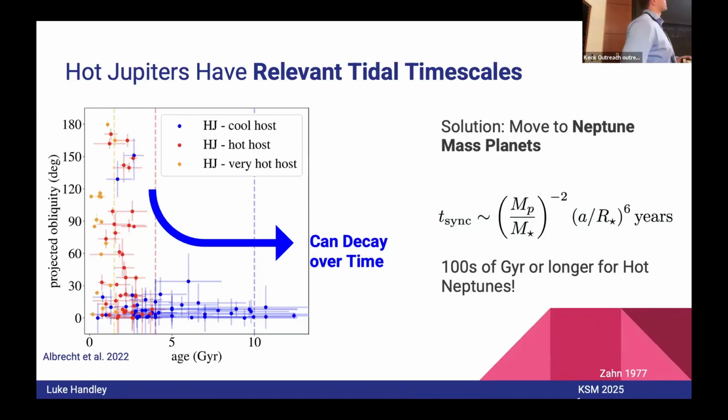So what's the solution to this? Well, this time scale is very sensitive to the mass of the planet. So if we just observe much smaller planets, for example, Neptune mass planets, which is an order of magnitude lower in mass than Jupiter, this time scale suddenly becomes very long. And so we think that if we observe primarily smaller planets, we can get a better idea of what the true underlying dynamics are, as opposed to stellar tides.